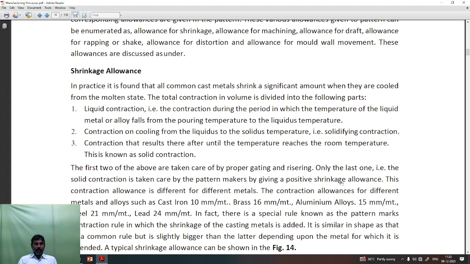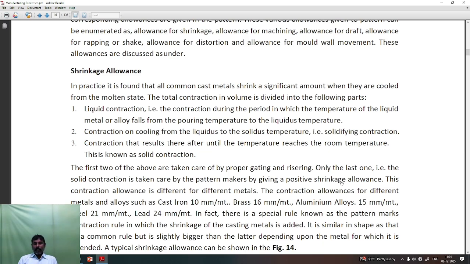the room temperature. The first two of the above are taken care of by the gating and risering, only the last one remains. Therefore, the solid contraction is taken care of by the pattern makers by giving a positive shrinkage allowance. This contraction allowance is different for different metals. The contraction allowance for different metals or alloys is such as cast iron 10 mm, then brass 16 mm, then aluminum alloy 15 mm, then steel 21 mm, etc.